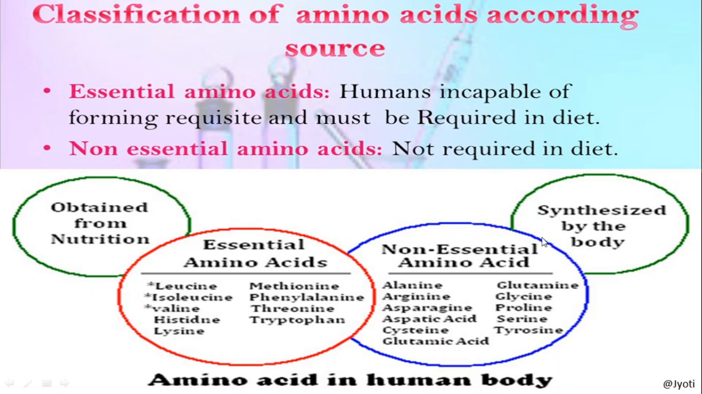Then the amino acids which are synthesized in our body are the non-essential amino acids, and they are alanine, arginine, asparagine, aspartic acid, cysteine, glutamic acid, glutamine, glycine, proline, serine and tyrosine. So children, you have to remember some examples of essential and non-essential amino acids, because sometimes the exam asks: give some examples of essential and non-essential amino acids.